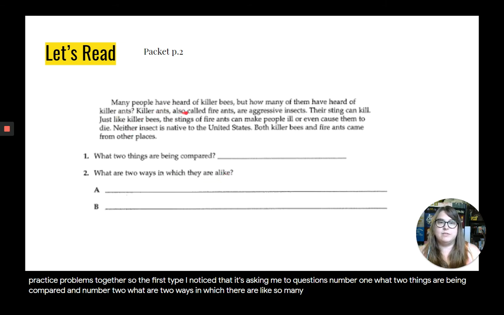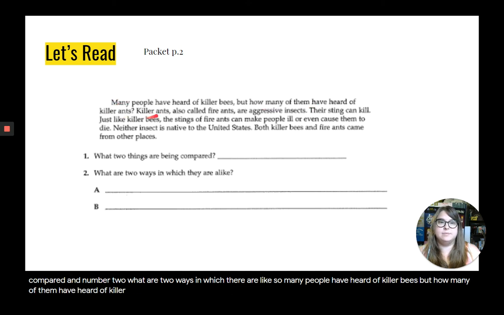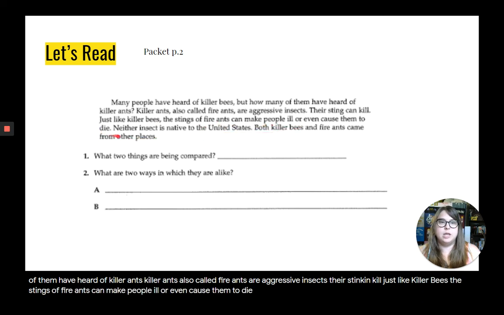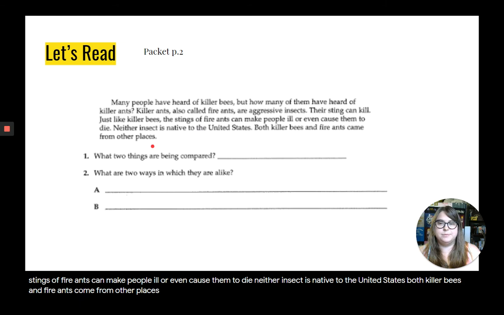Many people have heard of killer bees, but how many of them have heard of killer ants? Killer ants, also called fire ants, are aggressive insects. Their sting can kill. Just like killer bees, the stings of fire ants can make people ill or even cause them to die. Neither insect is native to the United States. Both killer bees and fire ants come from other places.